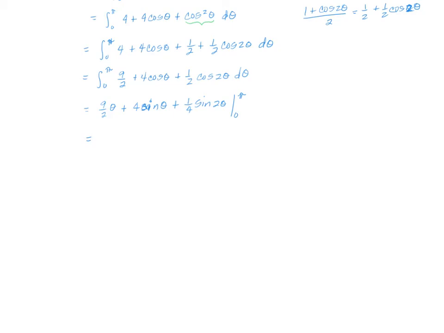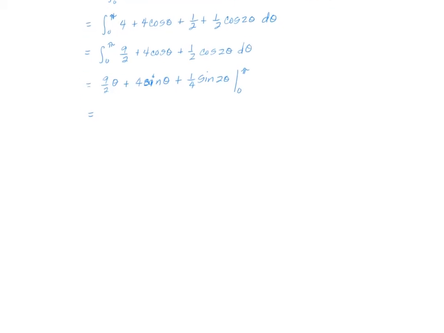When I put in pi for theta, I get 9/2 pi. Putting in pi into sine just gives me 0. Okay. And then when I do minus 0, the whole thing's 0. So we actually just end up with 9/2 pi, or 9 pi over 2.